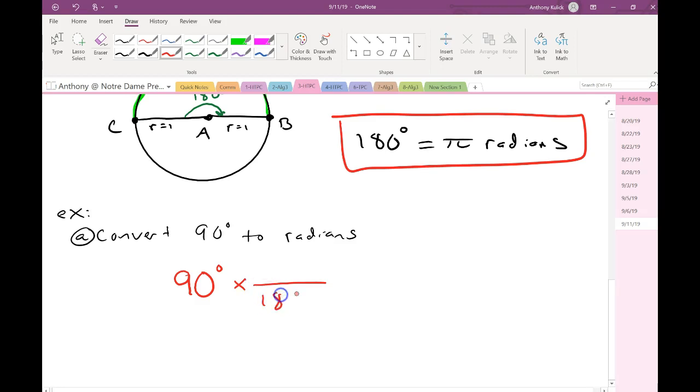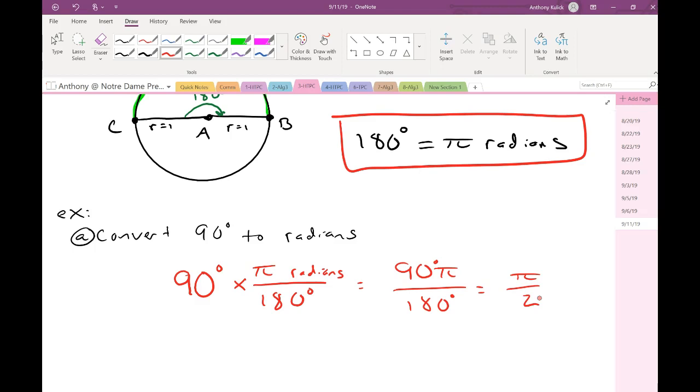180 degrees. Good. You should remember that the units should be on diagonals from each other. And then the numerator should be pi radians. So when I multiply across, I have 90 pi radians over 180. And when they reduce down, you get pi over 2.